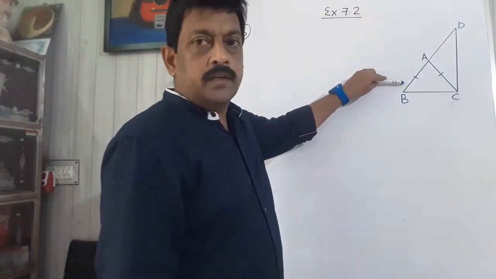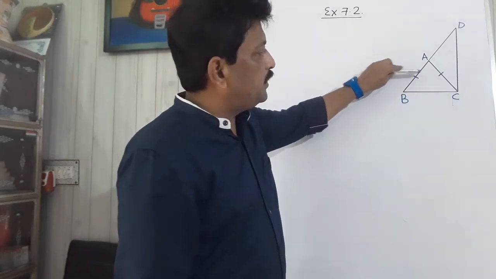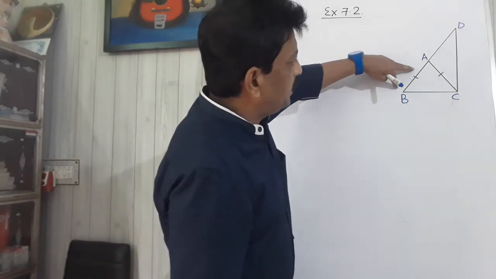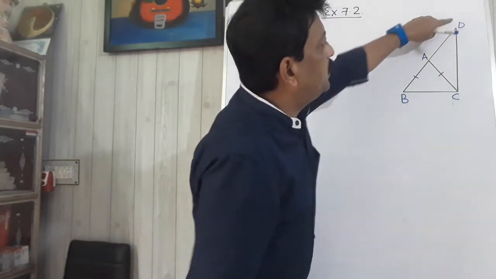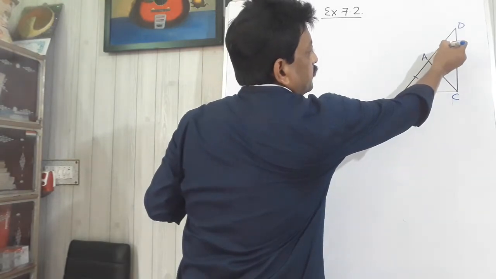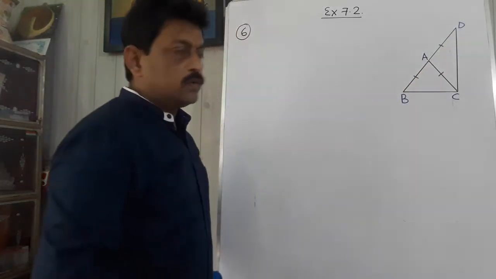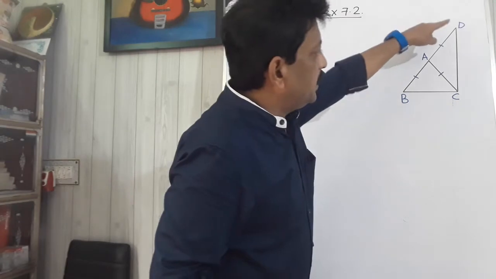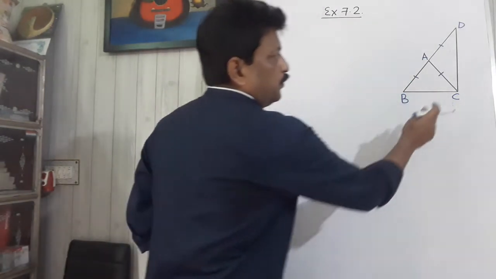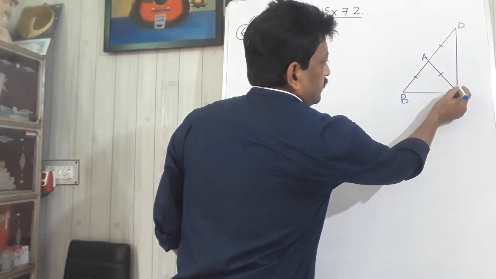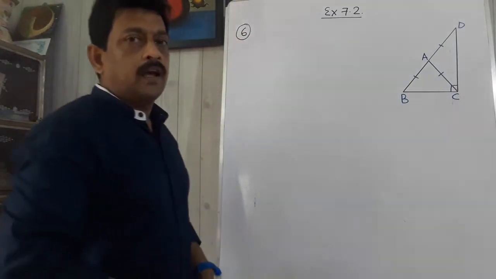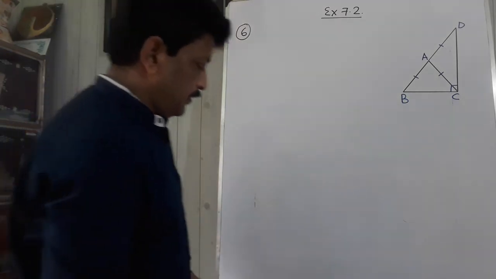ABC is an isosceles triangle in which AB and AC are equal. The side BA is produced to D such that AC equals AD. That is also equal. C and D are joined. What we have to show? We have to prove that angle BCD is a right angle. Okay.